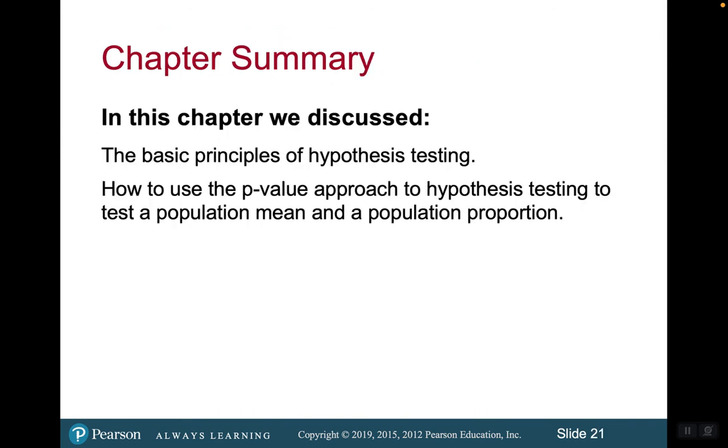So finally, just to wrap up, we've been talking about some of the work around hypothesis testing, using what we call the p-value approach to hypothesis testing to test for both the population mean and the population proportion. And that is it for chapter 8 and chapter 9.